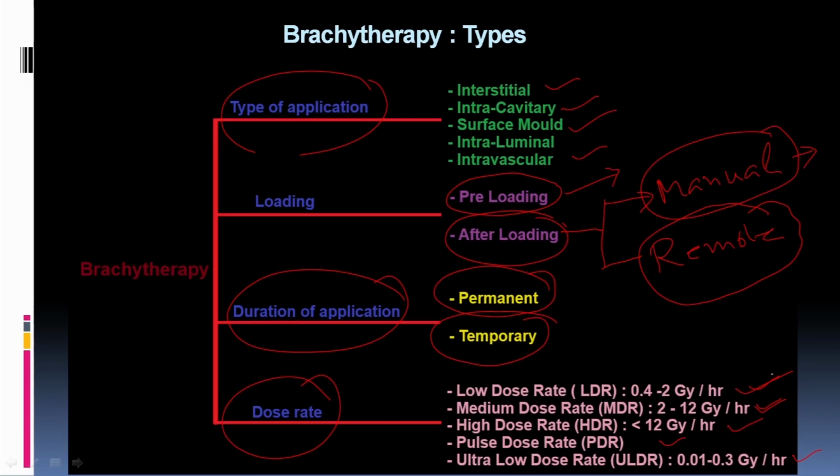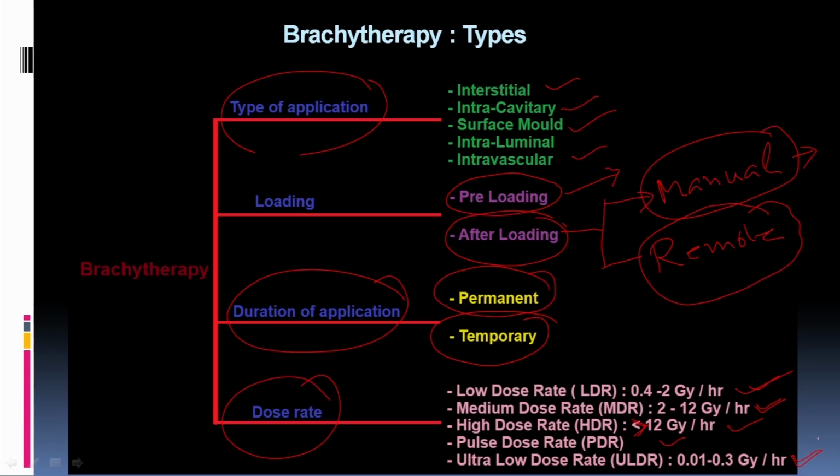If the dose rate is more than 12 gray per hour, then we call this high dose rate brachytherapy. And ultra low dose rate brachytherapy is where the dose rate is 0.01 to 0.3 gray per hour. This type of dose rate we get from permanent implants, where very low dose rate brachytherapy is considered ultra low dose rate brachytherapy.